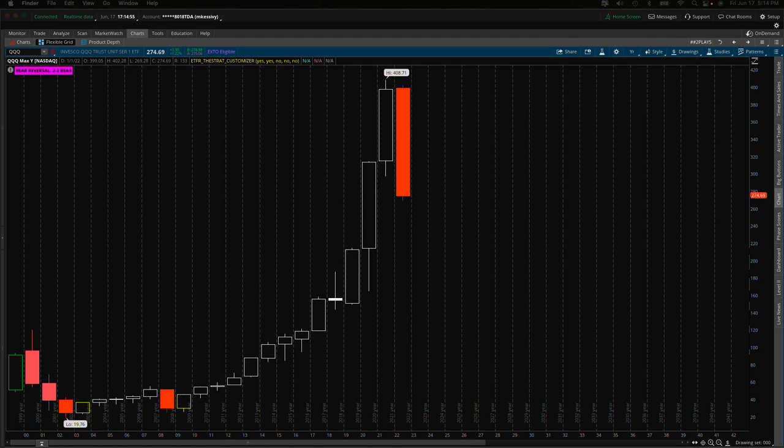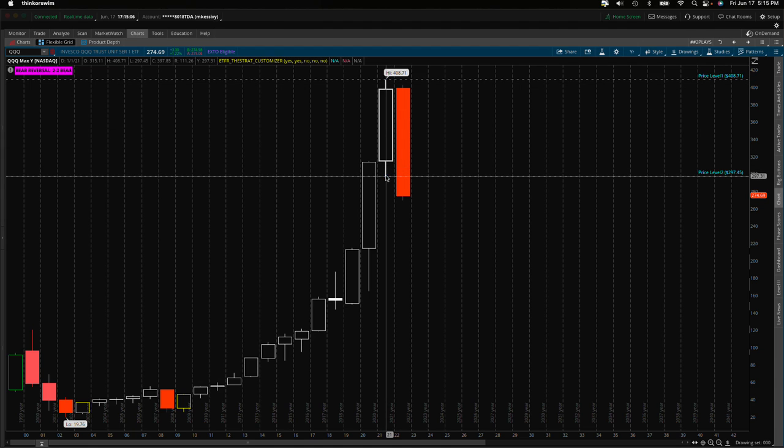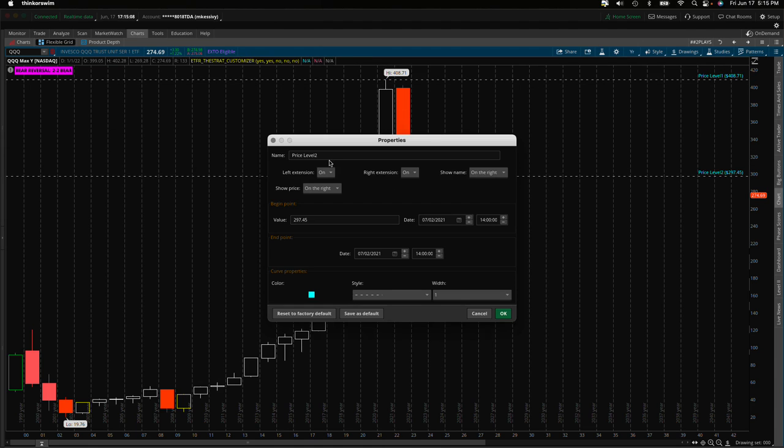So now I'm going to get ready to go over the QQQ chart and show you how to look at this. So first we're going to mark the highs and the lows of the previous candle. So this will be year low.